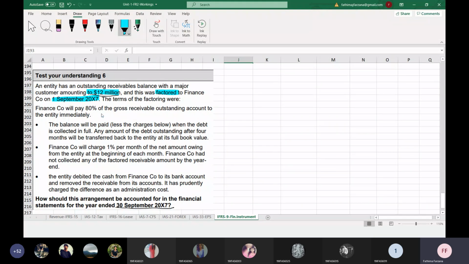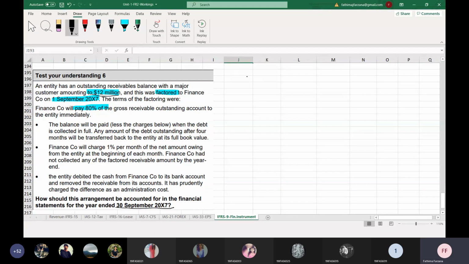So the finance company will pay 80% of gross receivables outstanding to the entity immediately. So what is happening? The finance company, the factor, is paying 80% to the entity who actually owns the receivable. Okay, so pay 80% done. The balance will be paid. Balance means, 12,000 into 80% will be 9,600, right?